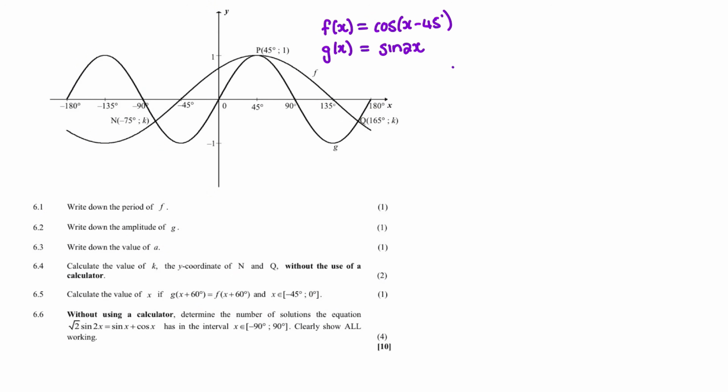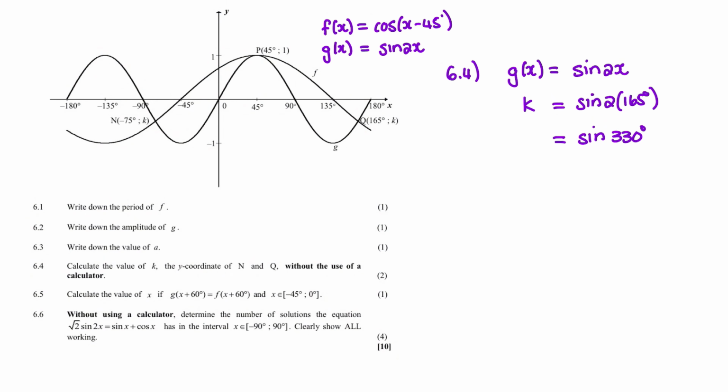So for 6.4, we have g(x) is equal to sine of 2x. At the point Q, x is equal to 165 degrees. And we want to find the y value, so that is k. And the question said without the use of a calculator. So 2 times 165 is 330 degrees. And can you see this is pretty simple to rewrite as sine of 360 minus 30 degrees.